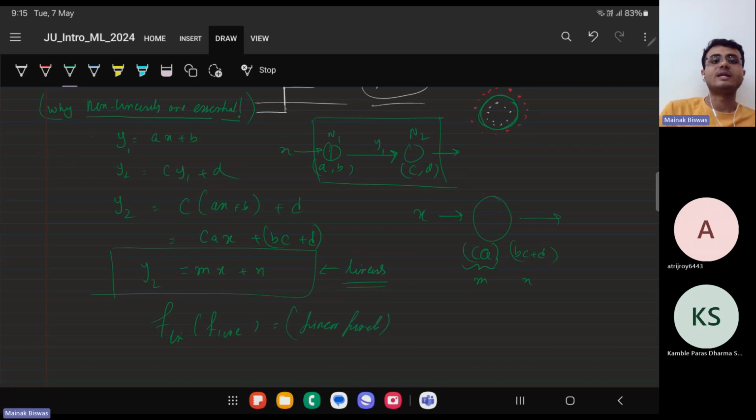So you will only be able to separate linear data points if you take only linear data, right? Do you agree? Linear functions can only separate linearly separable data points. Okay.